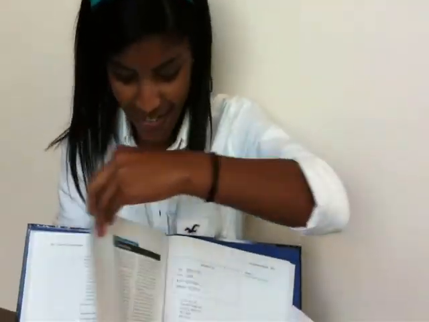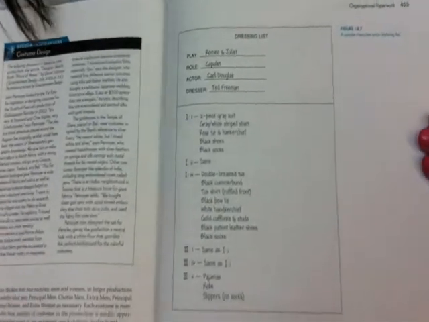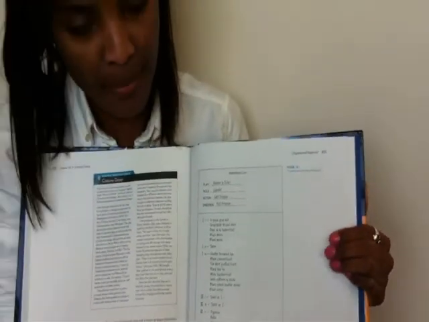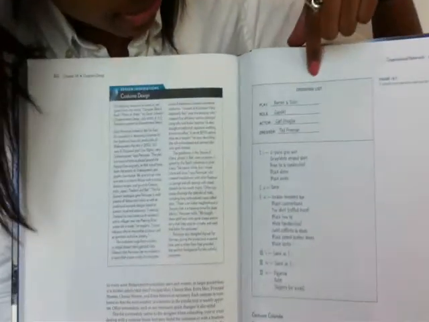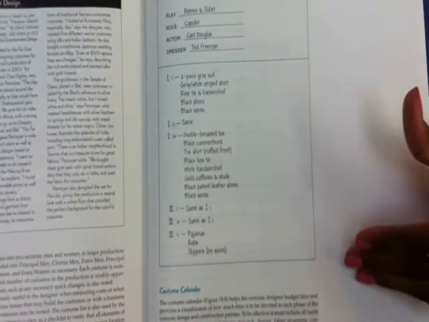Next, we have the dressing list, which is a detailed list, again, including accessories, that an actor wears in each scene. But this is more so for the actors themselves to know what they're wearing in each scene. As you can see, it has the play, the role, and the actor who's playing, and then the dresser who is helping them dress. And this is what they are wearing in each scene.